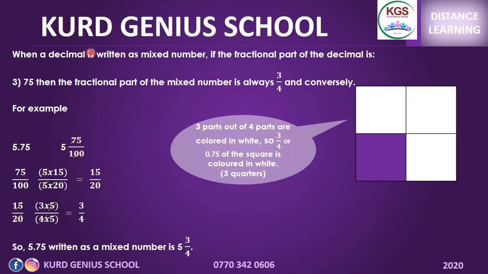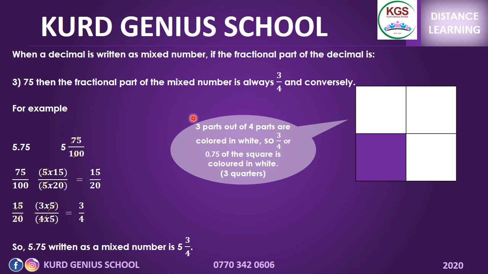When a decimal is written as a mixed number, if the fractional part of the decimal is 75, then the fractional part of the mixed number is always 3/4, and conversely. Let me explain. If I have a square, 3 parts of the square out of 4 parts are colored in white. So that means 3/4 of the square is colored in white. Or I can say 75 hundredths of the square is colored in white. So whenever you see 75 hundredths, you should say 3/4. That means 1/4, 2/4, 3/4 of the square are colored in white.